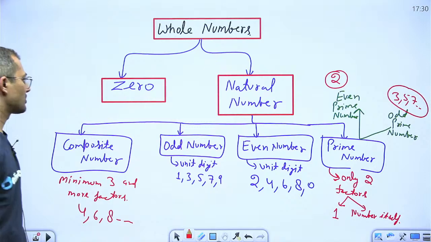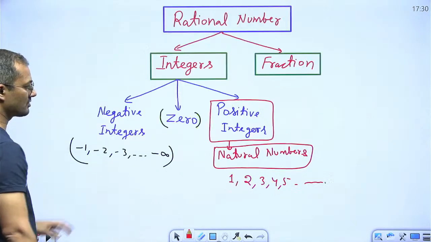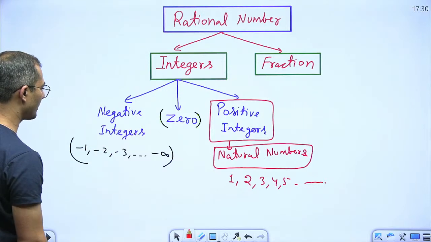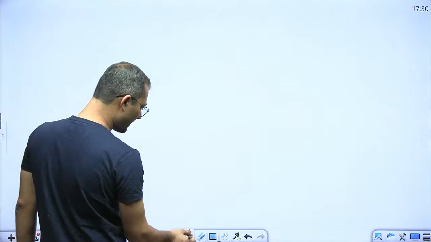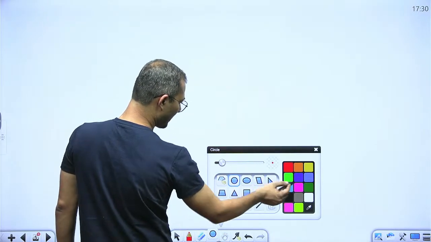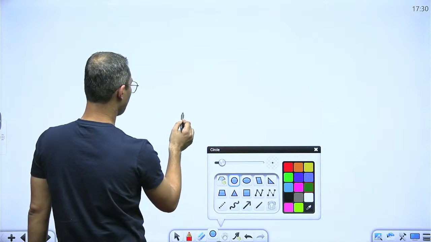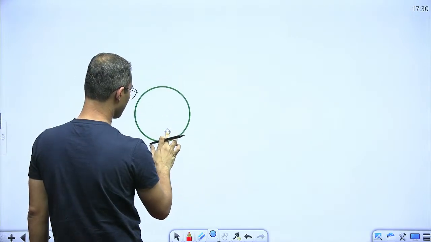So frequently we get questions from this aspect. This is very much clear to you, right? In a nutshell, we can say that if we create some diagram, if I make this circle, this is a very small circle.